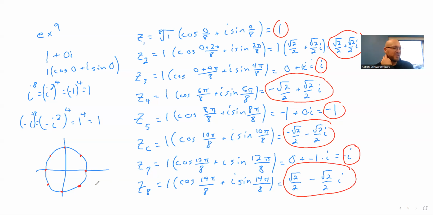Those are my 8 roots of unity. They all have radius 1. All of these have 1 for a radius. We are on the unit circle. And we've got 8 evenly spaced points. And that is DeMoivre's theorem and roots of unity. And that is the end of 6.6.